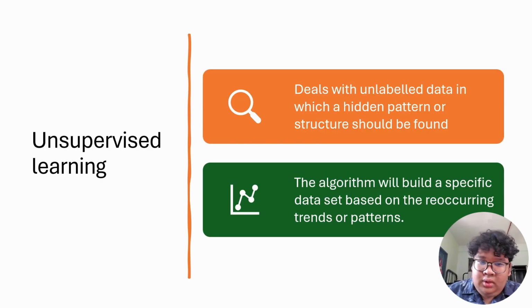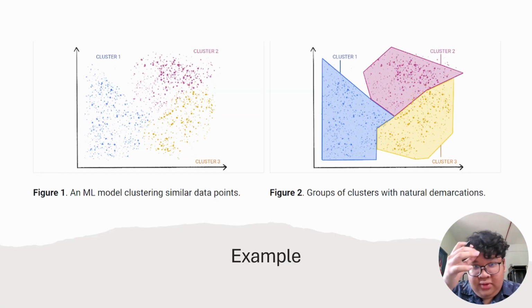Moving on to unsupervised learning, it deals with unlabeled data, and it categorizes this data into certain groups. So for example, in this graph, we can see three clusters: cluster 1, cluster 2, and cluster 3. The machine learning algorithm will recognize these types of clusters and will try to save them into a set.